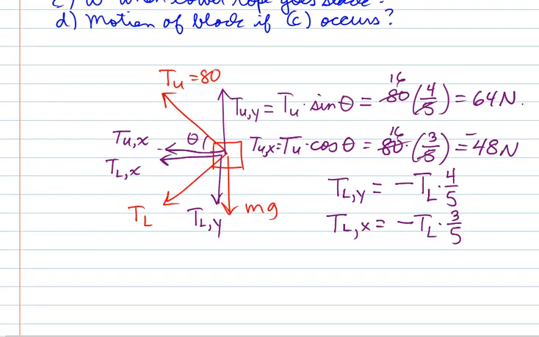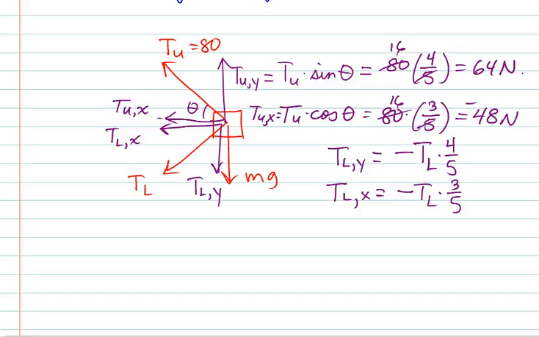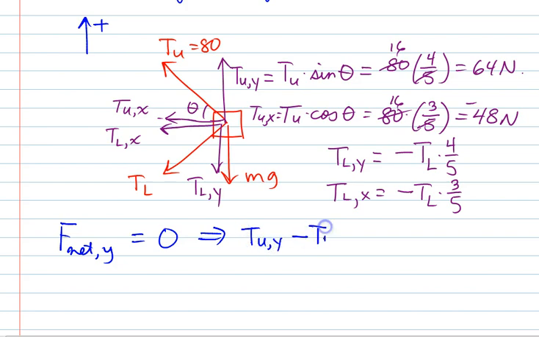Okay, so now let's do the first equation, the sum of forces in the y direction, Newton's second law. We're going to have F net in the y direction equal to 0, and let's say that up is positive for those forces. So what that gives us is T upper y minus T lower y minus mg equals 0.